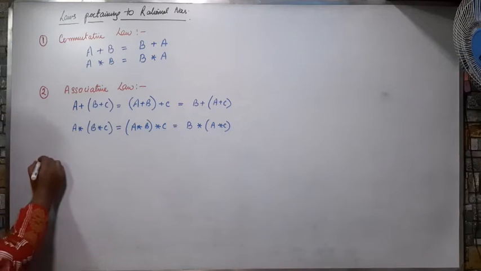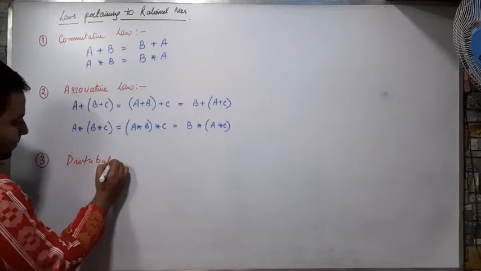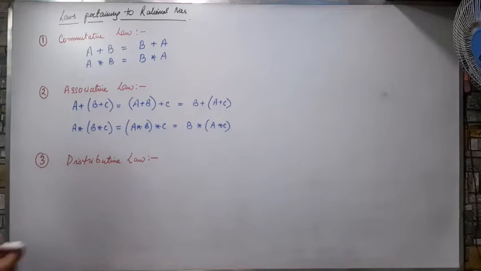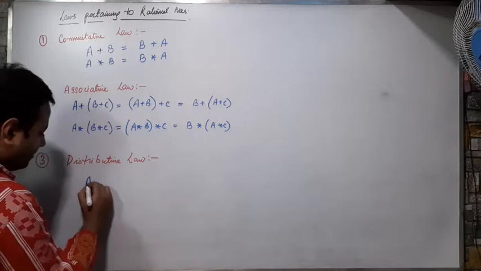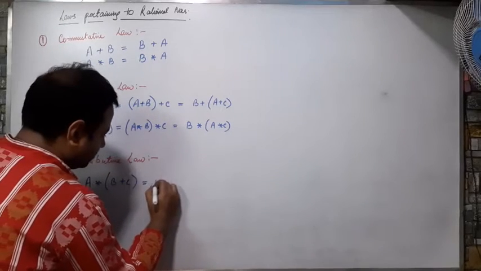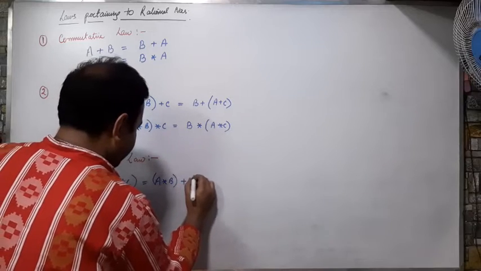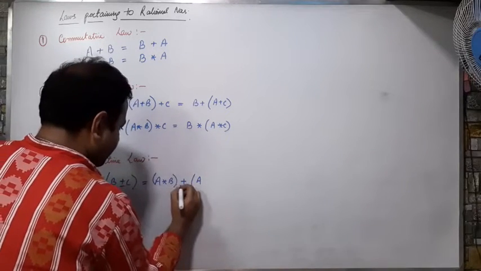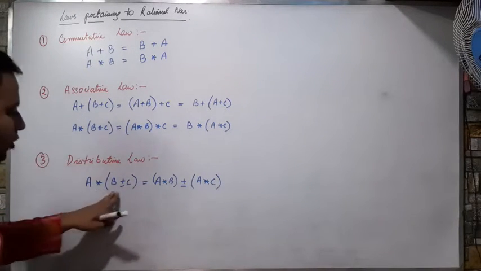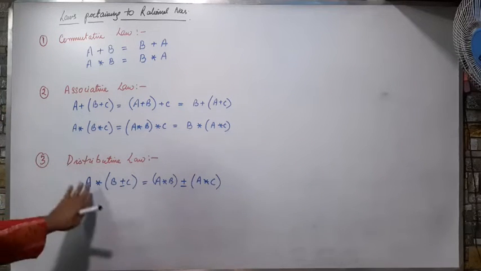And finally, the distributive law. This is very important. What does the distributive law state? Distributive law states that a into (b plus minus c). Within the bracket I can write plus or minus, but outside the bracket there will be multiply.